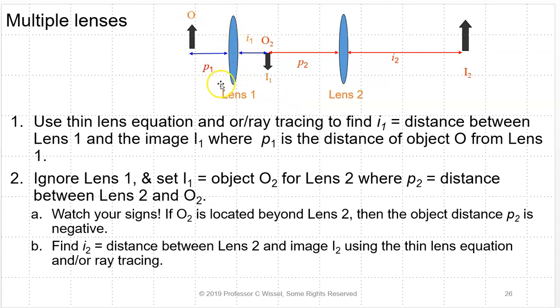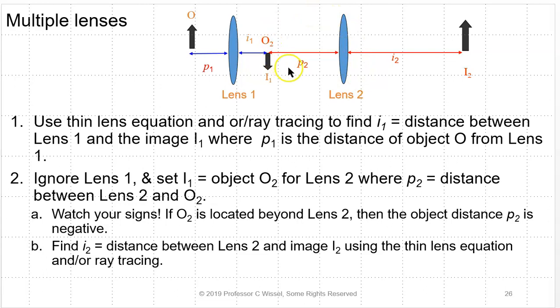Then you ignore lens 1, but you have to figure out what this distance is. So you use this, the distance between the lenses, to figure out what this is. Be very careful with your signs. Remember what you're doing here. You are interested in this distance between this image, which is the object for the second lens, and the second lens. That will become the new P. Now, sometimes this can be negative. It can be on the other side. We'll show you something like that.